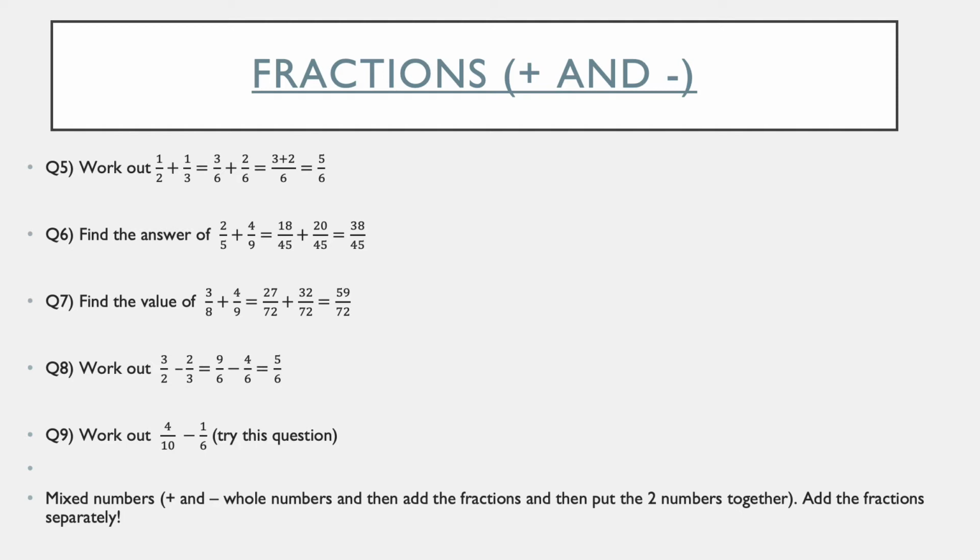Okay, so I'll work out a half plus a third. Now I've got different denominators, so I've got to find what I call a lowest common multiple. So it's the lowest number that goes into both 2 and 3. I'll work it out by doing 2 times 3, which is 6. So the lowest common multiple is 6.